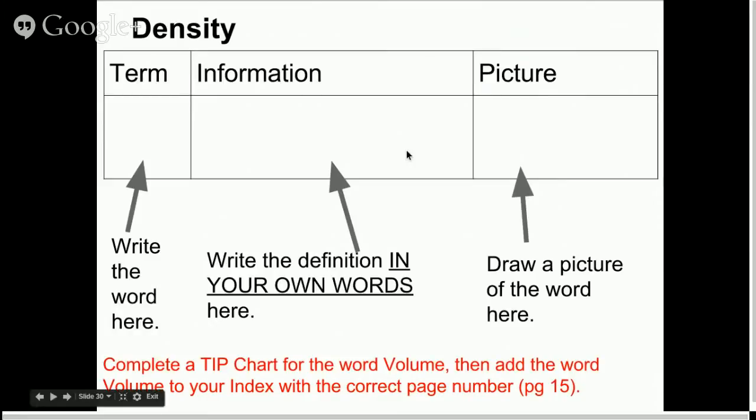Complete a tip chart for the word density. That should say density. Then add it to your index with the correct page number. Go ahead and pause it. All right.